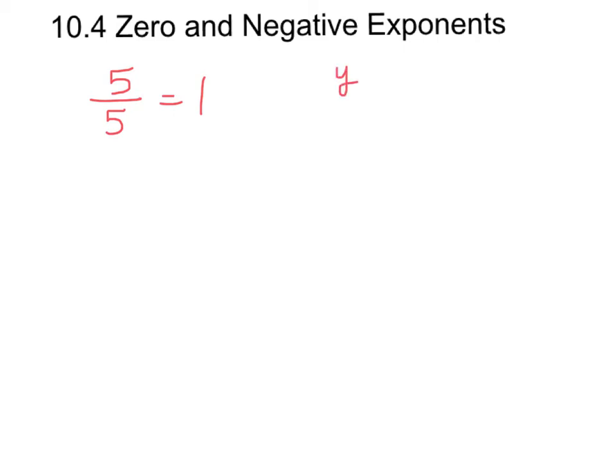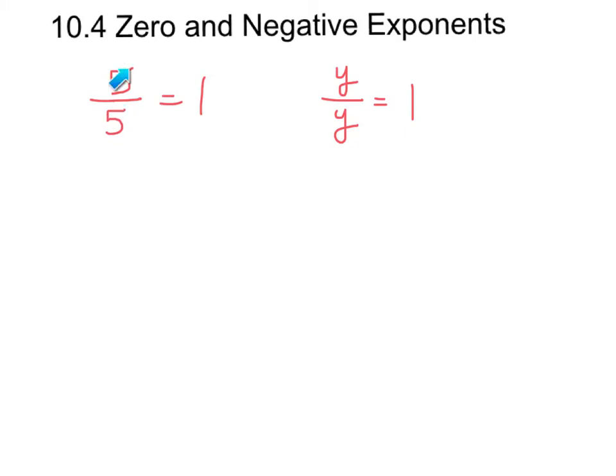Okay, let's go over to the next example. y divided by y. What's y divided by y? It's also 1. Do you really know why? You may say to yourself, well, 5 goes into 5 one time. You're absolutely right. But let's use our rule we learned yesterday for quotients.